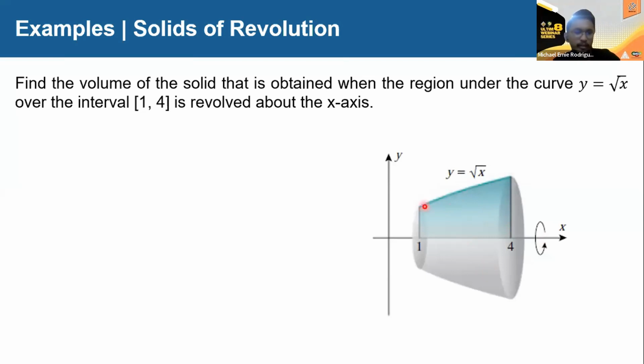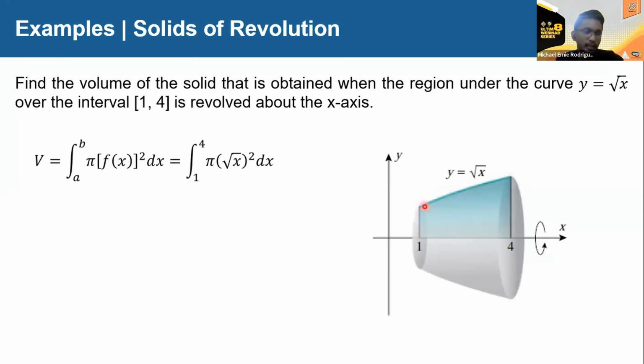So we have this formula. We have the integral of pi times f of x squared dx with limits from a to b. So pi, integral of pi times the f of x, our function is square root of x squared dx, limits from 1 to 4. And then integrate natin yung square root of x squared, that is x na lang. So we have integral of pi x dx. And then we evaluate this. Pi is constant. Labas mo yan.